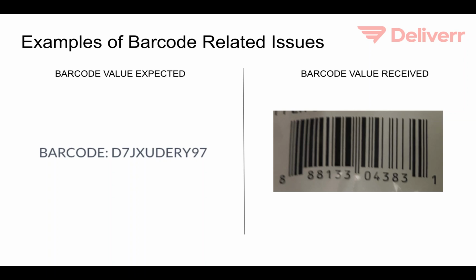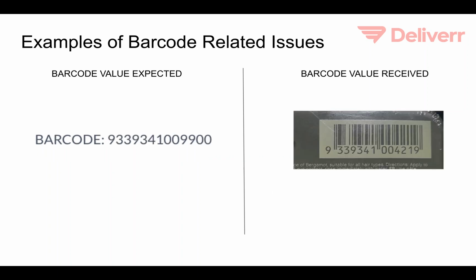In this example, Deliverr was expecting a D SKU barcode, but instead received a UPC barcode. This is considered non-compliant. As you can see in this example, Deliverr was expecting a UPC barcode, and we did receive a UPC barcode. However, the last 4 digits of the barcode Deliverr received does not match the last 4 digits of the barcode value we were expecting, and so this is also a case of non-compliance.